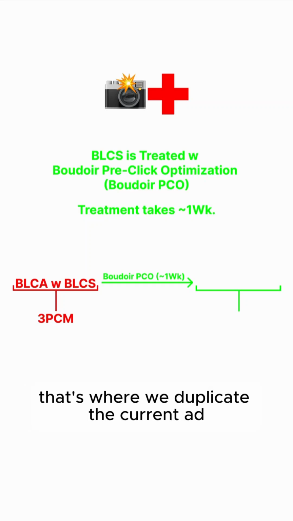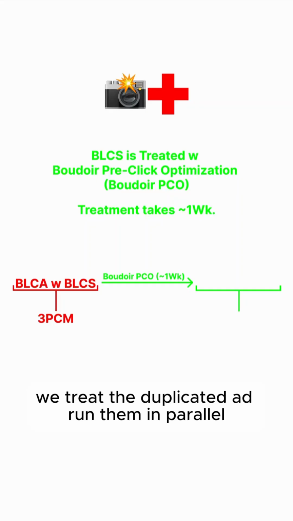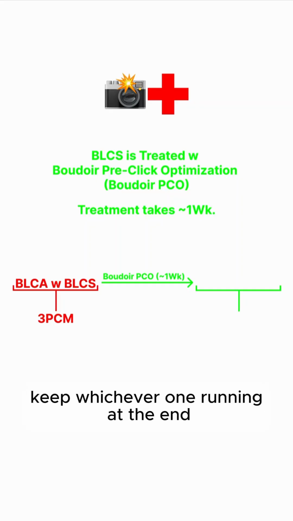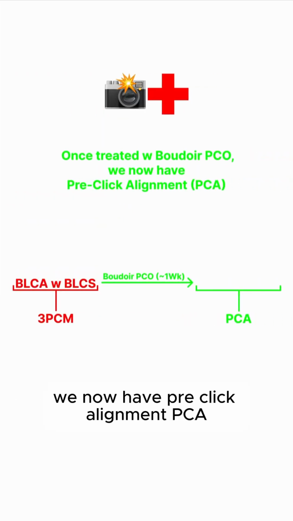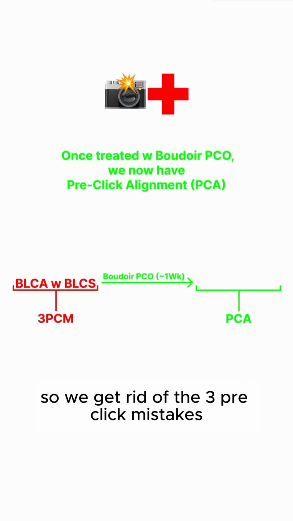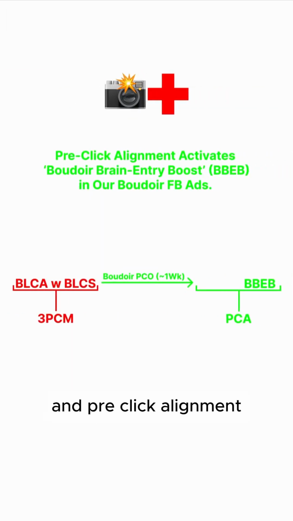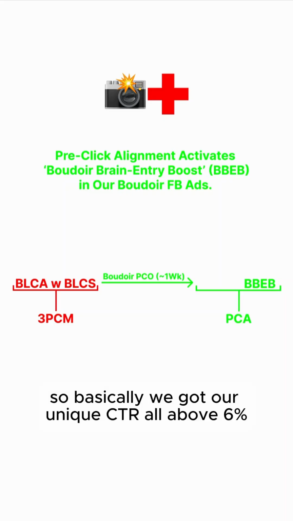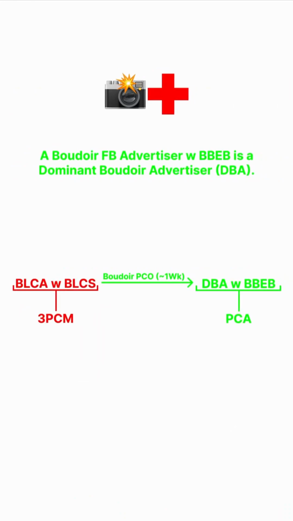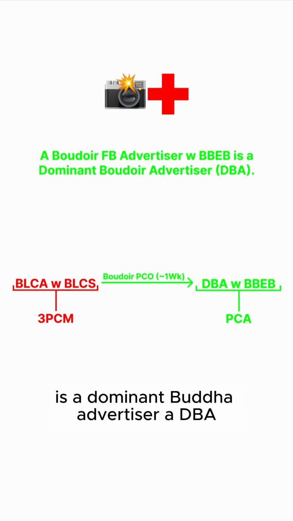And that's where we duplicate the current ad. We leave the current ads running. Duplicate it, we treat the duplicated ad, run them in parallel, keep whichever one running at the end has the better metrics. Now, once treated with Boudoir Pico, we now have pre-click alignment, PCA. So we get rid of the three pre-click mistakes, we achieve pre-click alignment. And pre-click alignment activates Boudoir brain entry boost in our Boudoir Facebook ads. So basically, we got our unique CTR all above 6%. And a Boudoir Facebook advertiser with Boudoir brain entry boost is a dominant Boudoir advertiser, a DBA.